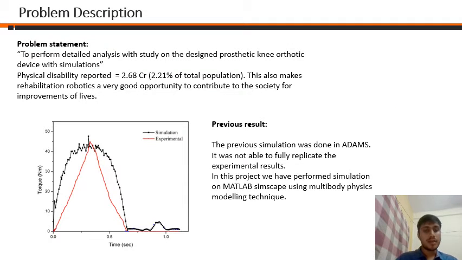The problem I'm working on is to perform a detailed study of the previously developed powered knee orthotic device and rectify the cause of the discrepancy between the simulation and the experimental results. As you can see here, the knee torque values are not matching with the simulation and the experiment. The simulation here shows a parabolic nature.